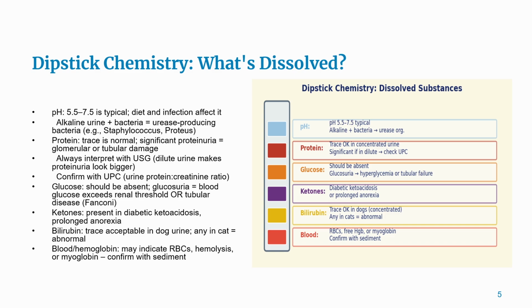Glucose in the urine without a high blood glucose points to tubular damage. The tubules normally reclaim glucose, and if they can't, that's a Fanconi type syndrome. Ketones tell you the body has switched to fat metabolism. Think diabetic ketoacidosis or prolonged anorexia. Bilirubin in dogs, trace bilirubin in concentrated urine can be normal. In cats, any bilirubin is abnormal. And blood on the dipstick, it can't tell you if those are actual red blood cells or free hemoglobin. The sediment will sort that out.